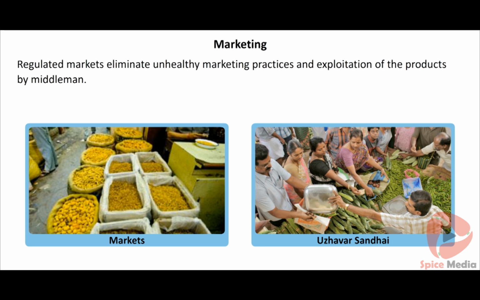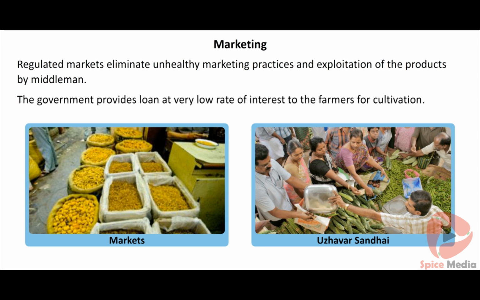Regulated markets eliminate unhealthy marketing practices and exploitation of the products by middlemen. The government provides loan at very low rate of interest to the farmers for cultivation.